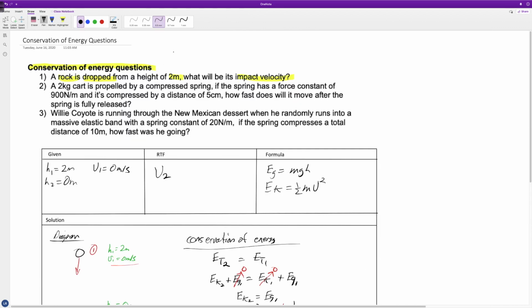All right, so let's take a look at our next question here. In this question, we have a 2 kilogram cart and it is propelled by a compressed spring. When we see a compressed spring, that means we're talking about energy of a spring. If the spring has a force constant of 900 newtons per meter and it's compressed by a distance of 5 centimeters, how fast will it move after the spring is fully released? Should probably fix that grammar. Since it says how fast will it move after, this is kinetic energy.